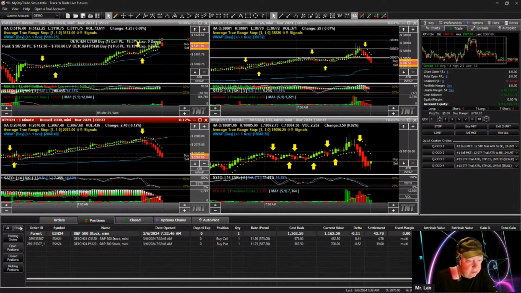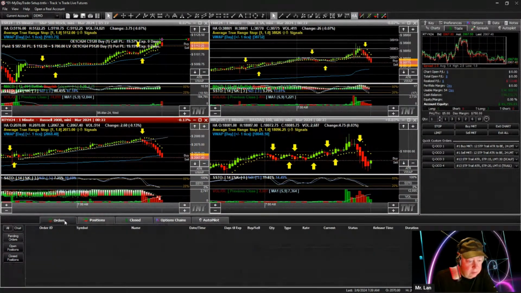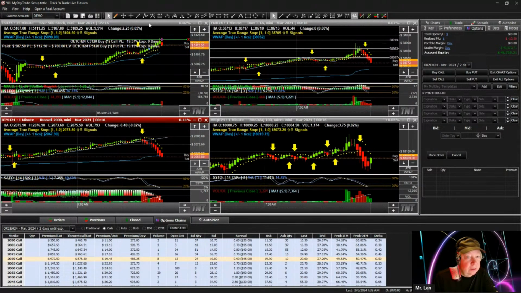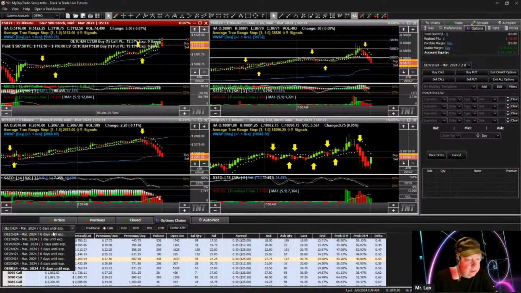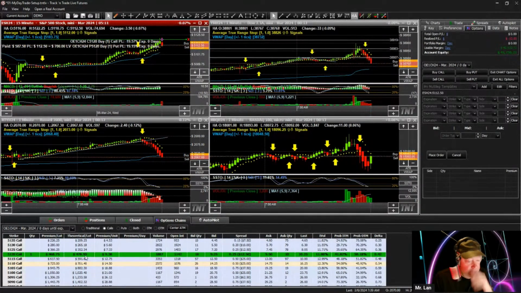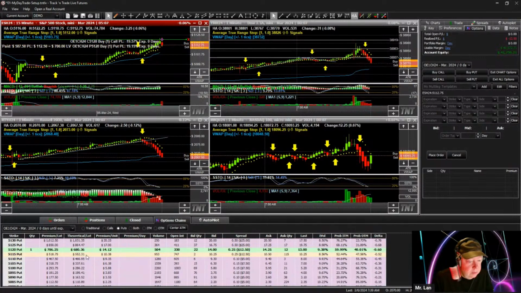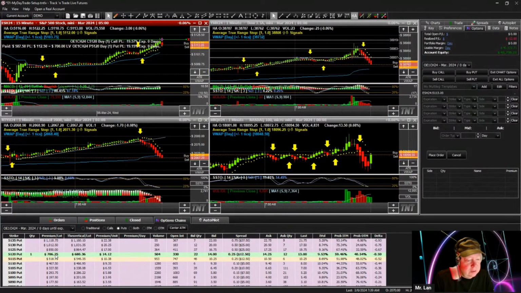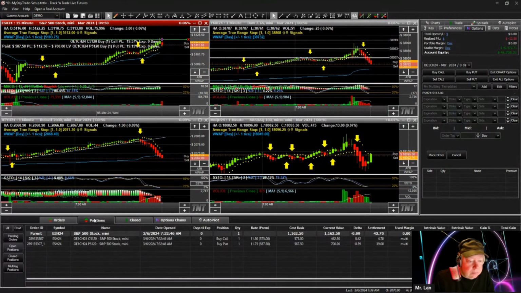112.50. They're still not. Huh. Am I on the right one? Oh, we're not on the right one. There we go. So that put option, if we wanted to buy it, it's now up $700. 680, 700. Those numbers aren't changing.